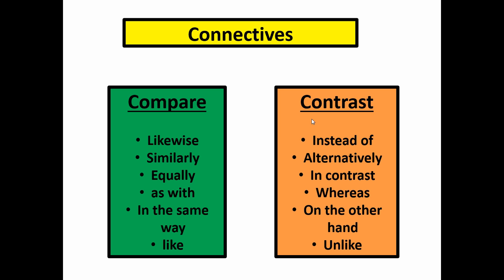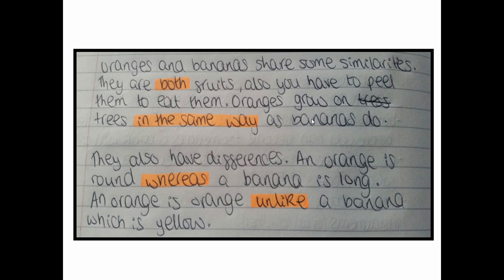Using those connectives, I challenged the students to redraft their answers. The same student who wrote the first answer you saw, they are both fruits, came up with this answer. Look at the difference. Oranges and bananas share some similarities. They are both fruits. Also, you have to peel them to eat them. Oranges grow on trees in the same way as bananas do. They also have differences. An orange is round, whereas a banana is long. An orange is orange, unlike a banana, which is yellow.